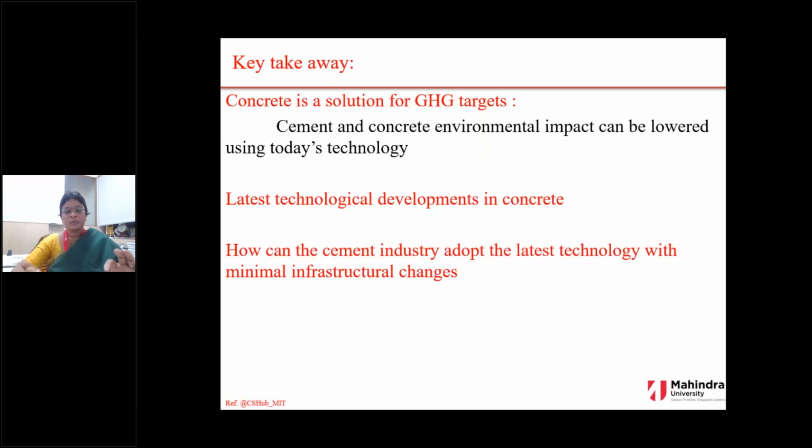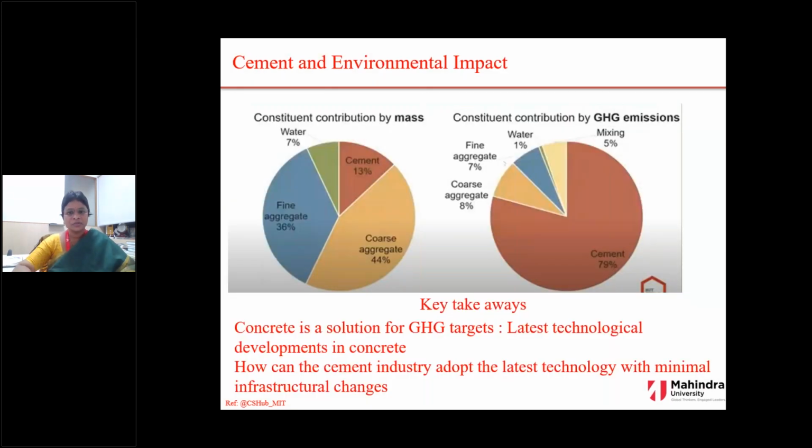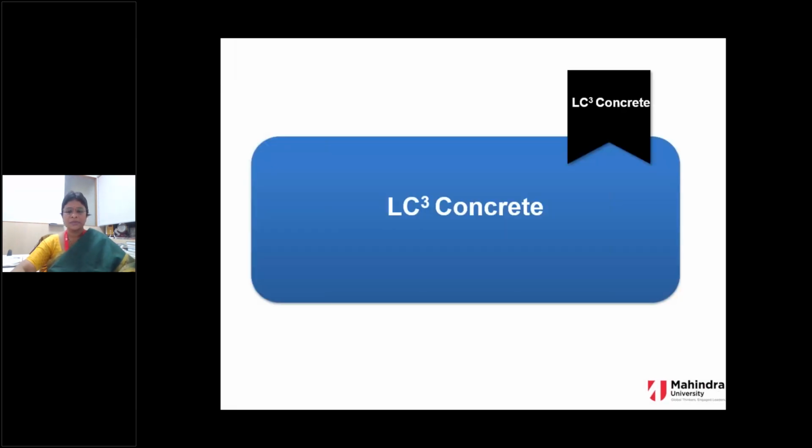Now, if you want to achieve the greenhouse gas targets, concrete is the solution. And what is the solution? The technological developments in concrete in order to reduce its CO2 emissions. With minimal infrastructural changes, how we can adopt the latest technology to provide a sustainable concrete is the key takeaway. I think many of us know the key constituents of concrete and how much greenhouse gas they emit. This picture gives that. I think we all know this. Now, LC3.